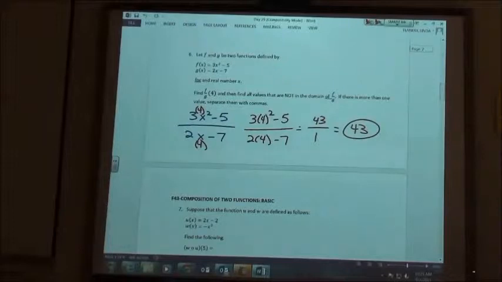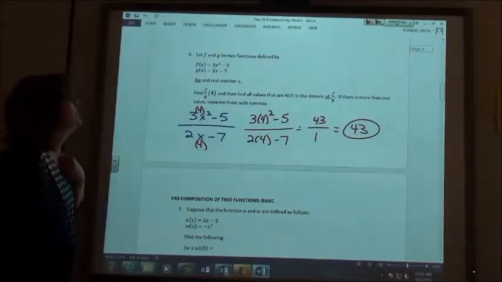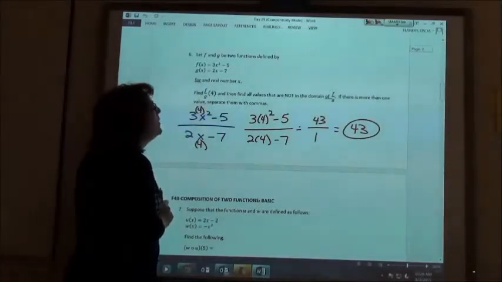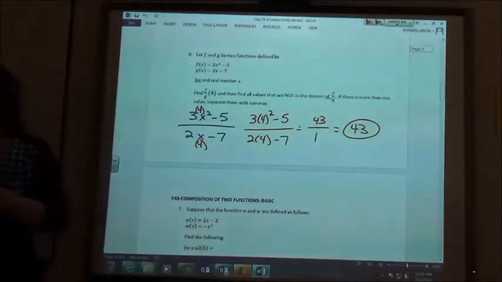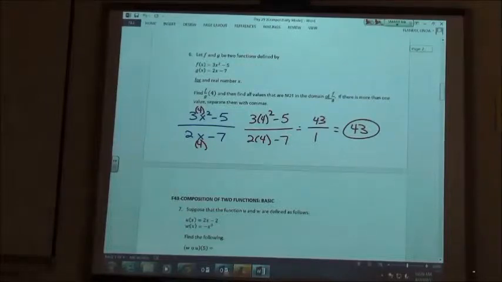Okay, now we need to find the ones that are not in the domain. So, how do we figure out what's not in the domain? The 3x, or the 3. Which one do we use? What do we always use? What part of our fraction can't equal 0? Look at the 2 previous problems. Which ones did we use?